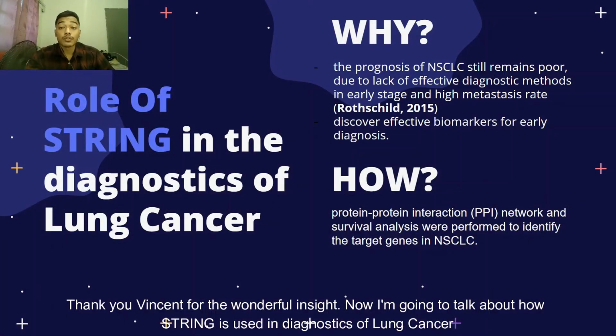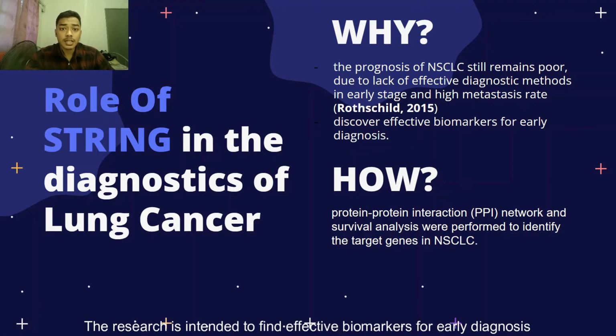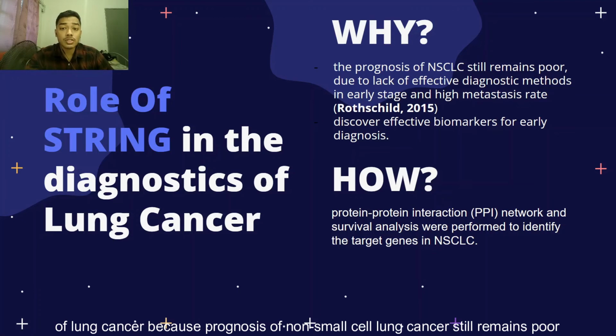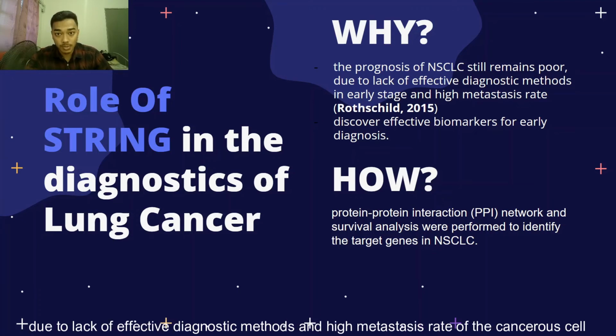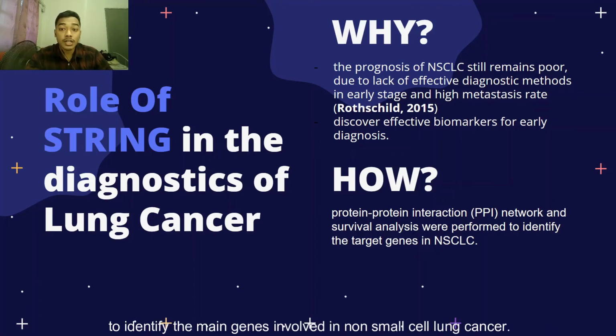Thank you, Vincent, for the wonderful insight. Now, I'm going to talk about how STRING is used in diagnostics of lung cancer based on a research paper by Piao in 2018. The research is intended to find effective biomarkers for early diagnosis of lung cancer, because the prognosis of non-small cell lung cancer still remains poor due to a lack of effective diagnostic methods and the high metastasis rate of the cancerous cells. This is done by constructing a protein-protein interaction network and survival analysis to identify the main genes involved in non-small cell lung cancer.